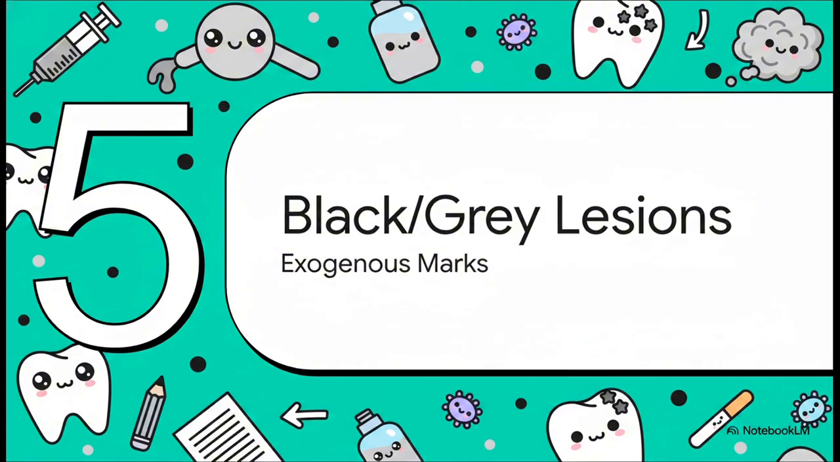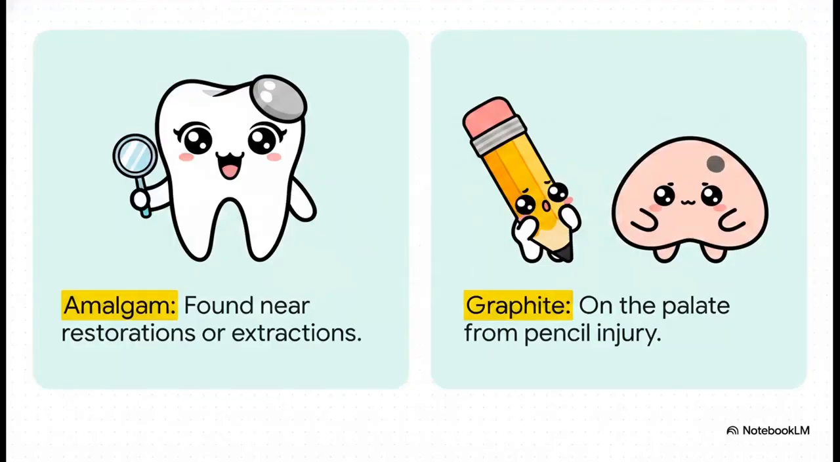To answer that question, we have to dig into these black and gray lesions. Whether focal or diffuse, this specific color category is almost entirely driven by exogenous factors, which basically just means substances introduced from outside the body. So the differentiator between those two tattoos really just comes down to history and anatomical location. Amalgam tattoos are iatrogenic. You'll find them sitting near dental restorations, crowned teeth, or old extraction sites where amalgam particles essentially got deposited into the submucosa.